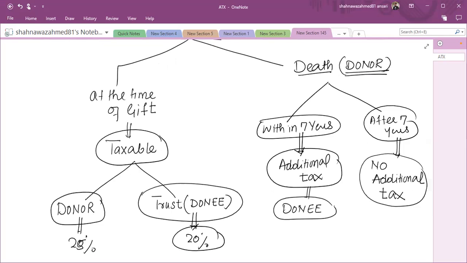So in an exam question, first of all, you have to identify whether it's a lifetime gift. If yes, then you have to identify whether it's a potentially exempt transfer or a chargeable lifetime transfer. And then accordingly, we will identify exemption, reliefs, taxable value, then apply the tax rate, and you will find the IHT payable by either donor or donee. Is that clear? Any question up till now?